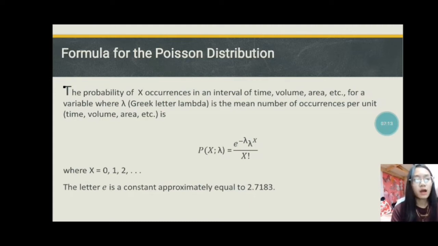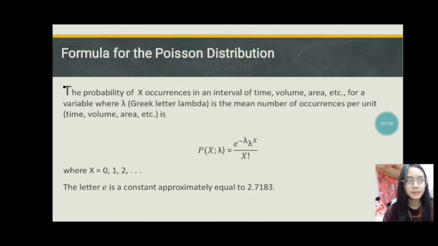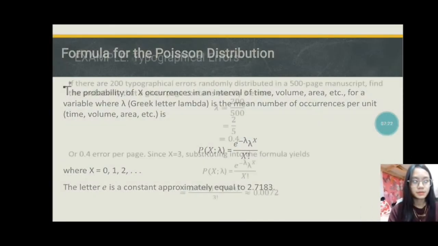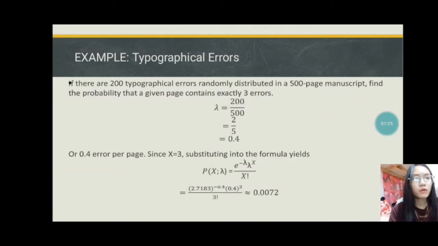The letter e is the constant approximately equal to 2.7183. E is Euler's number. For example, the typographical errors. If there are 200 typographical errors randomly distributed in a 500-page manuscript, find the probability that a given page contains exactly 3 errors. Lambda is equal to 200 over 500, which equals 2 over 5 or 0.4.